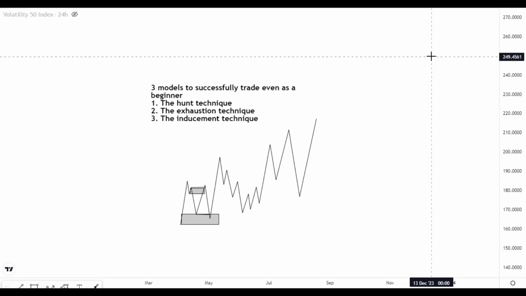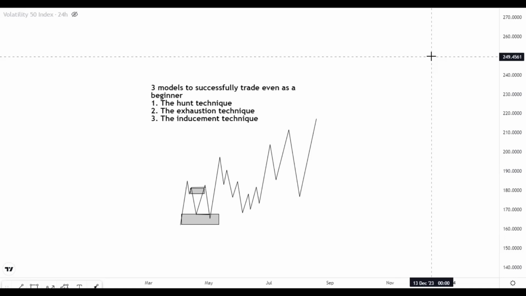So I'm just going to be sharing with you three models that you should look out for in the market. Even if you are a beginner, it is very clear. It is always in the market often. So I'm going to be explaining these three models, the psychology behind these models, and by the end of this video, I'm going to be showing you what they are dependent on.